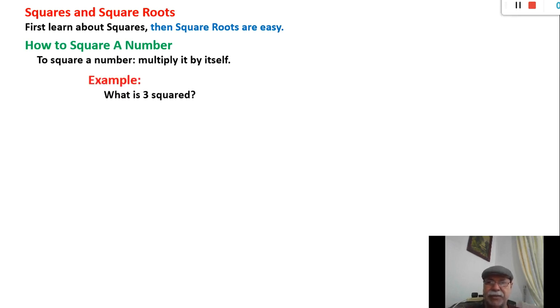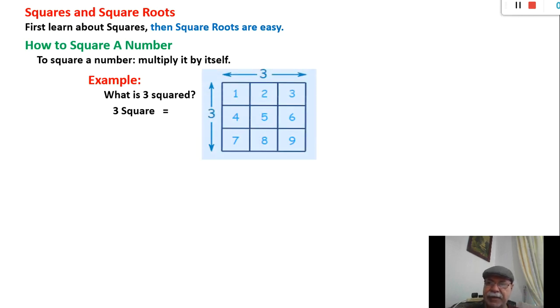Let's see what is 3 square. The 3 square means 3 multiplied by itself, meaning 3 times 3 gives me 9. This is the picture we see, this is 3 times 3, horizontal and vertical، عموديا وأفقيا. عندما نضرب العمود بالأفق سيعطينا 9، number 9. أي 3 times 3 equals 9.